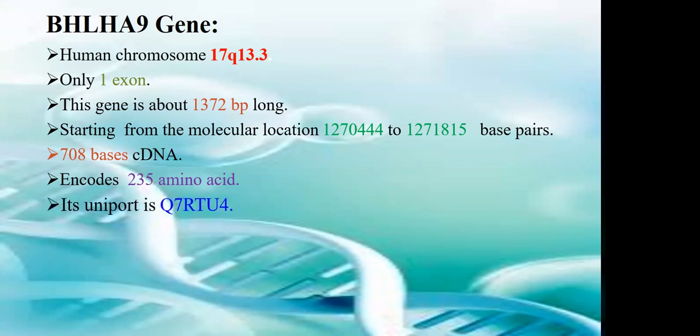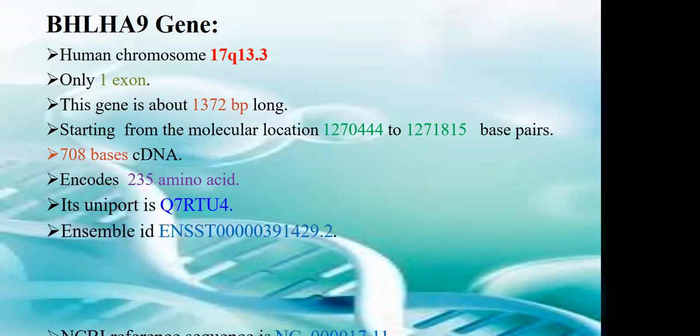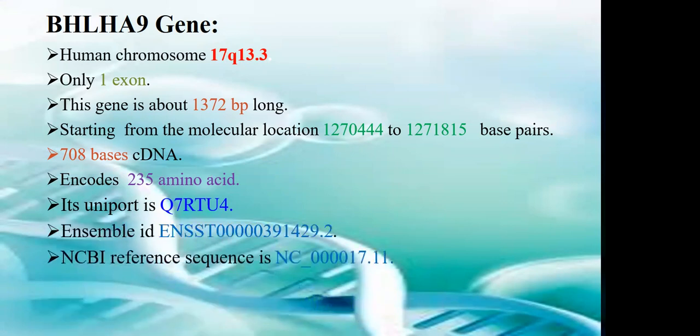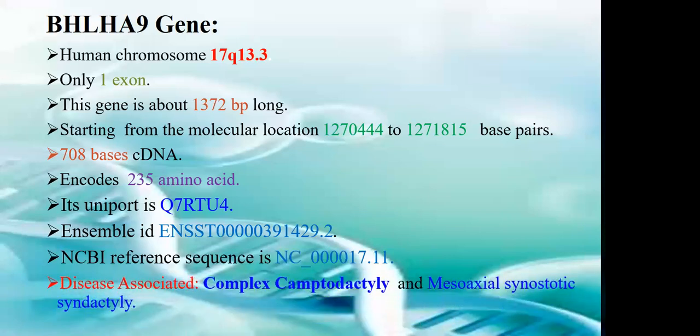The UniProt ID is given in front of you, and also the Ensembl ID and the Ensembl reference sequence ID. The diseases associated with this gene are complex camptosynpolydactyly and mesoaxial synostotic syndactyly.